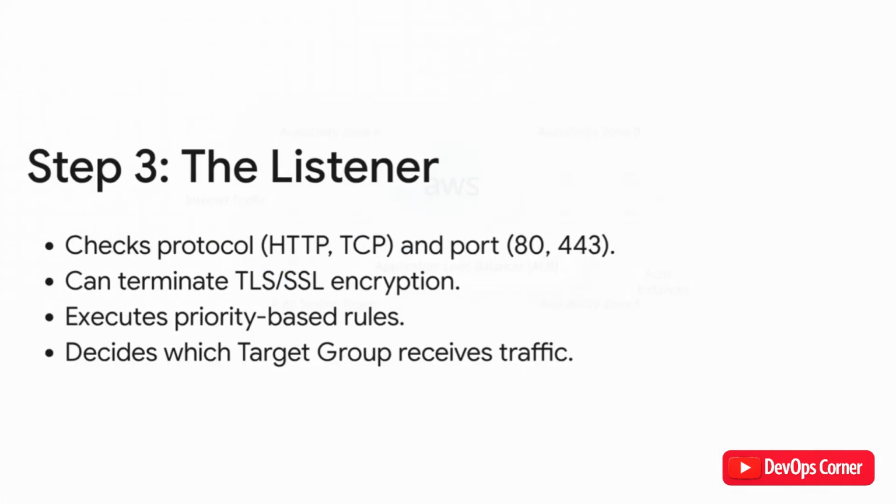And now we've arrived at the listener. This is where all the intelligence is. Seriously, think of the listener as the brain of the load balancer. It's a process that's constantly checking the protocol and port of incoming connections. If you're using an application load balancer, it can even terminate TLS/SSL for you, offloading all that heavy cryptographic work. But the most important job it has is to evaluate a set of rules that you've defined in a specific priority order to make a decision about where this one request should go next.